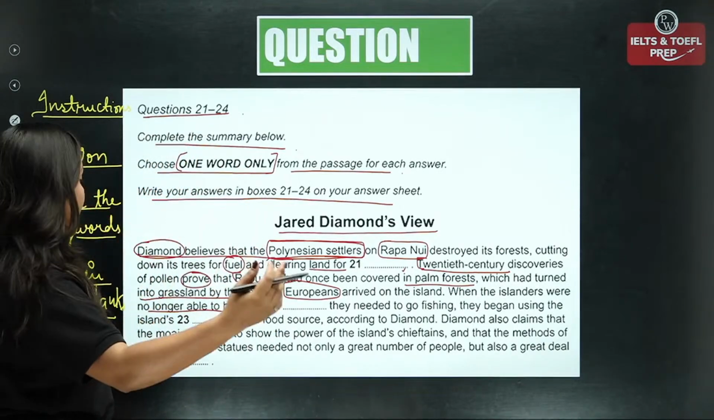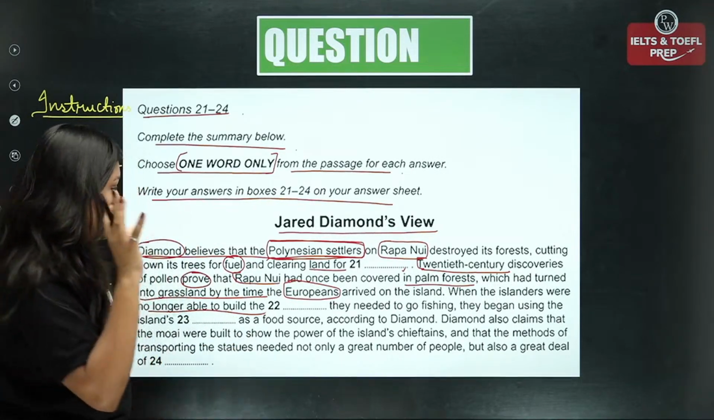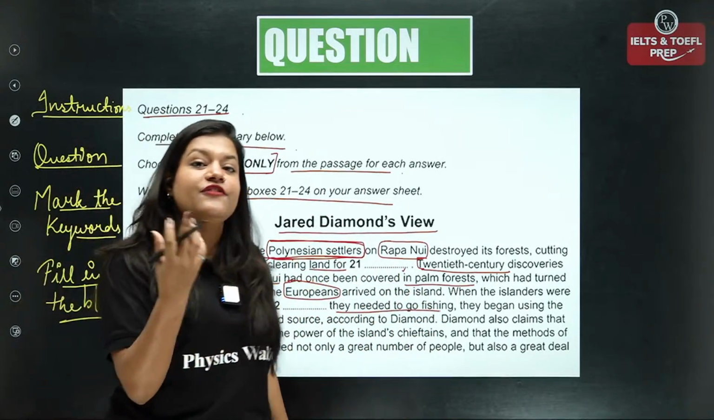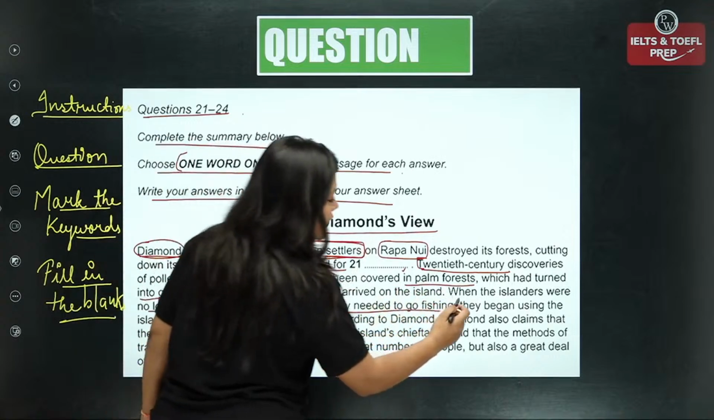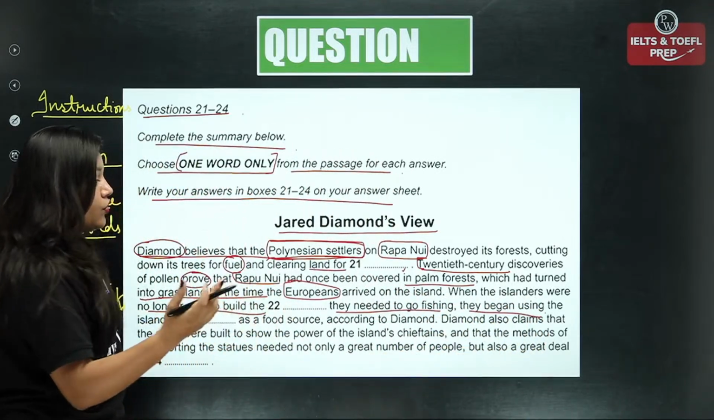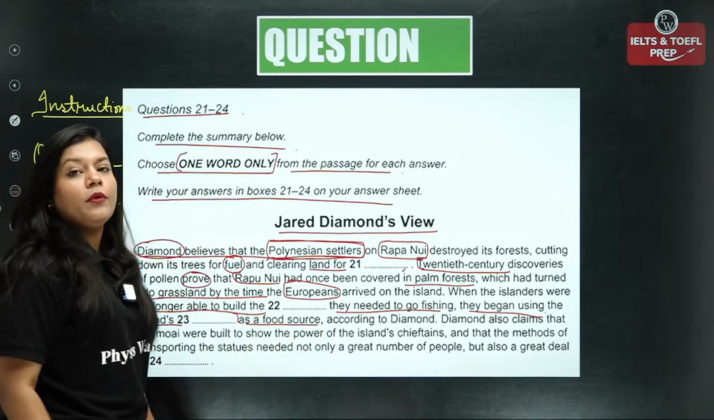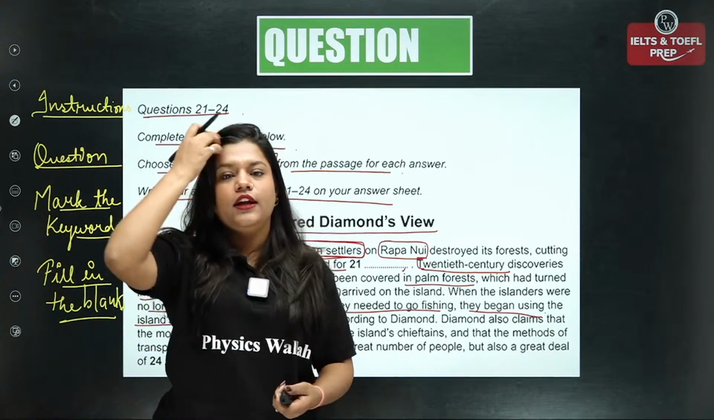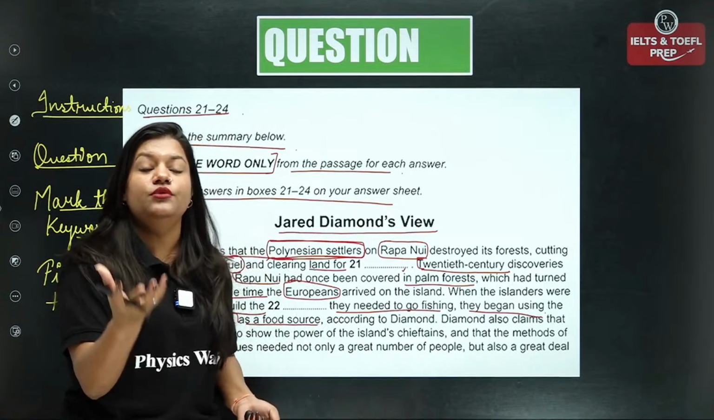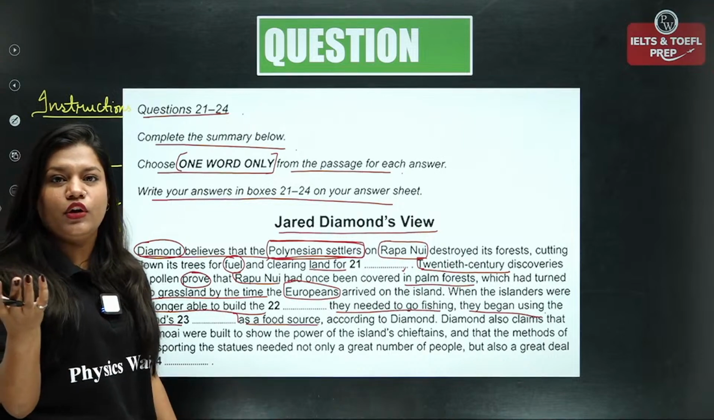Okay, then when the islanders were no longer able to build certain things, they needed to go for fishing. They needed to build something that helped them with fishing, okay? So because they were not able to build it, they began using something of the island as a food source. So because they were not able to go for fishing, they started using some portion or part of the ecosystem as a food source, maybe because it's going to be a boat or something.